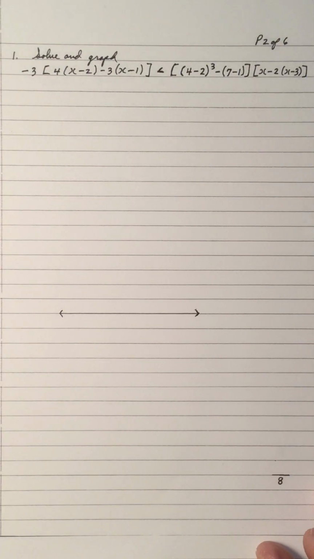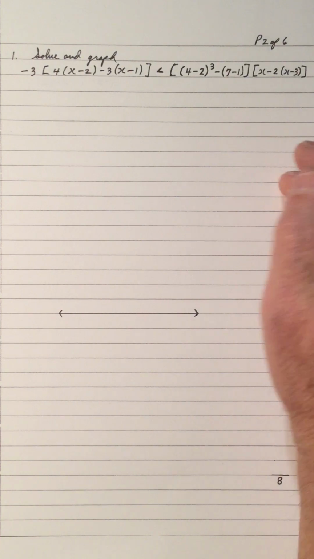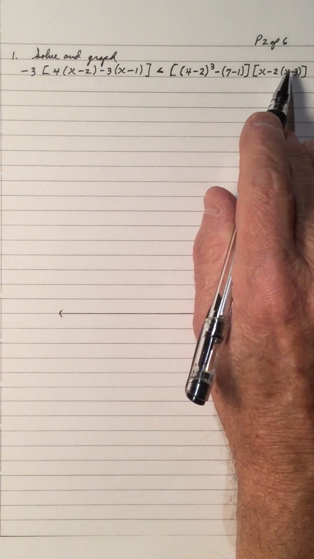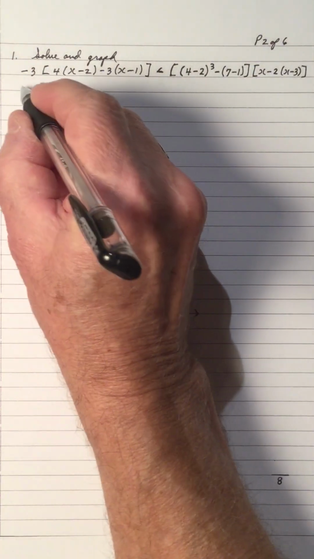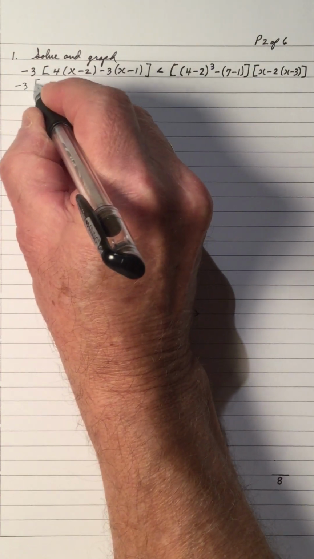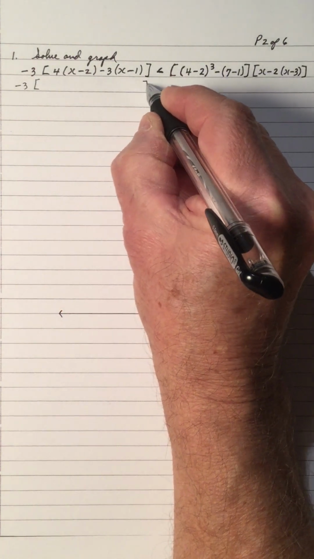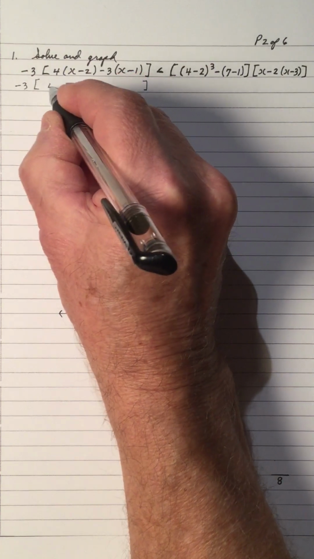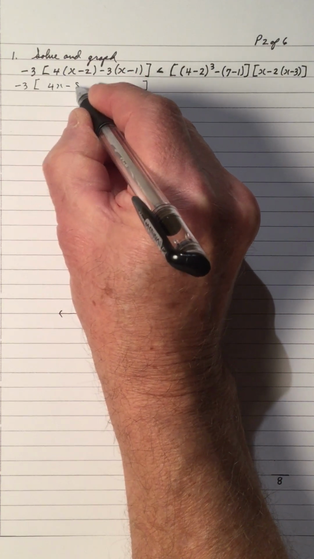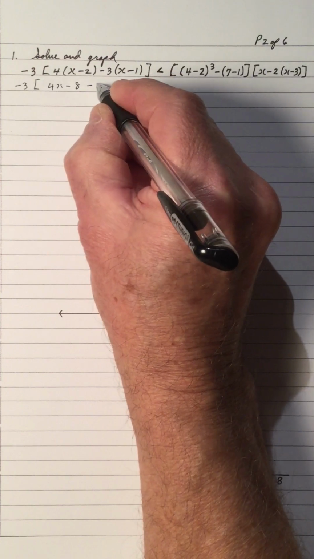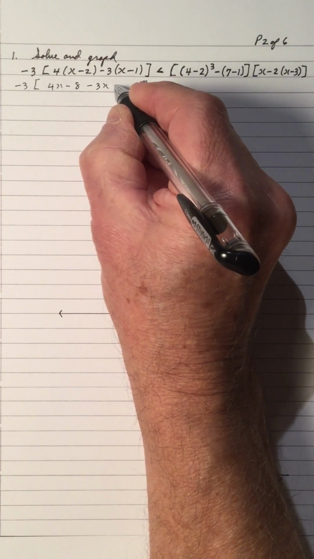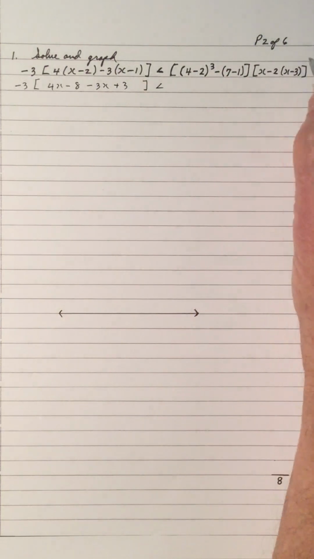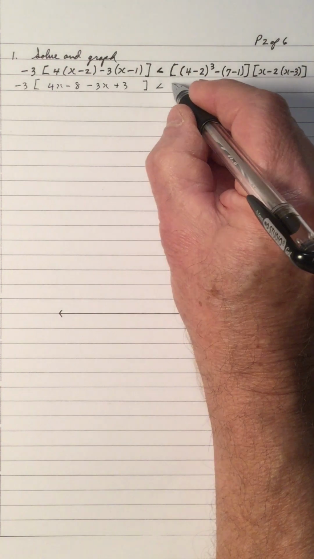Let's do the review. Solve and graph. Notice we have an inequality which is less than, but we have many brackets, so by PEMDAS we have to simplify inside of the brackets first. Inside of this bracket right here, I have to simplify these expressions. So I multiply first, so I get 4x minus 8, negative 3 times x, negative 3x, negative 3 times 1 is plus 3, less than, and inside of there's a double set of brackets here, so I'll do this one first.